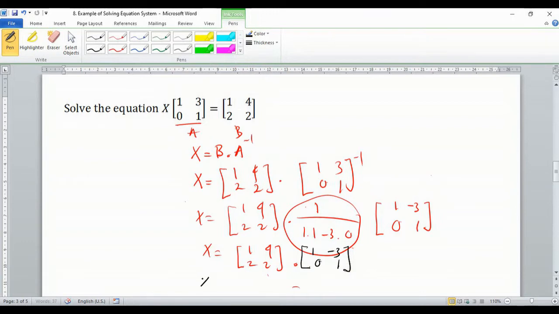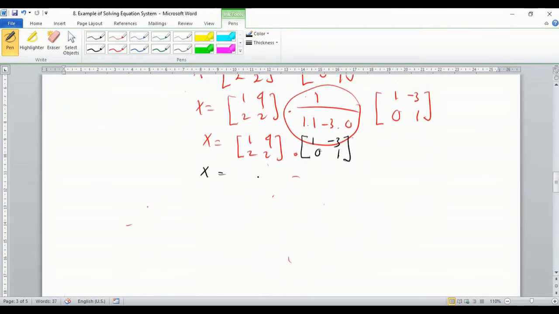So you just need to multiply, because they have the same dimension, so it doesn't matter. You can just continue: 1 times 1, 1, plus 0, 1, 1 minus 3, plus 4, 1, 2, 0, 2, minus 6, plus 2, minus 4. So the value of the variable x is [1, 1; 2, -4]. So guys, I hope you understand from using matrix.